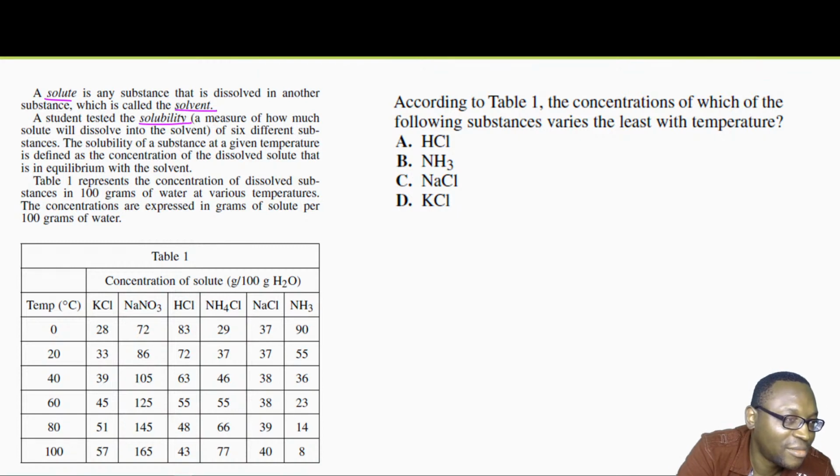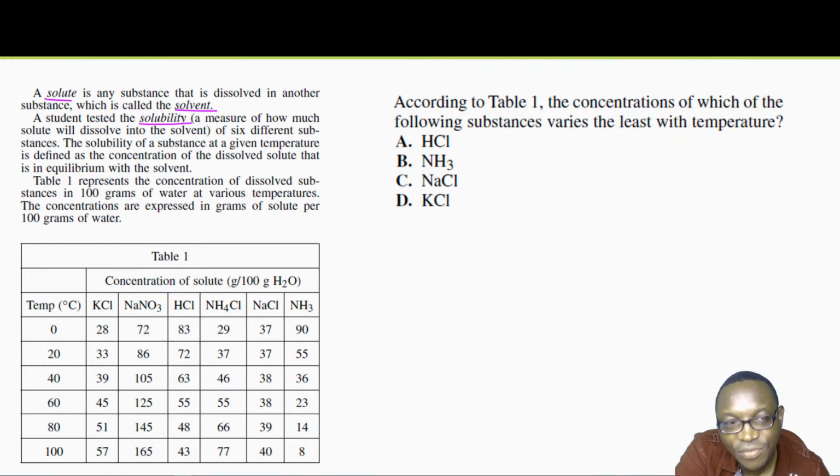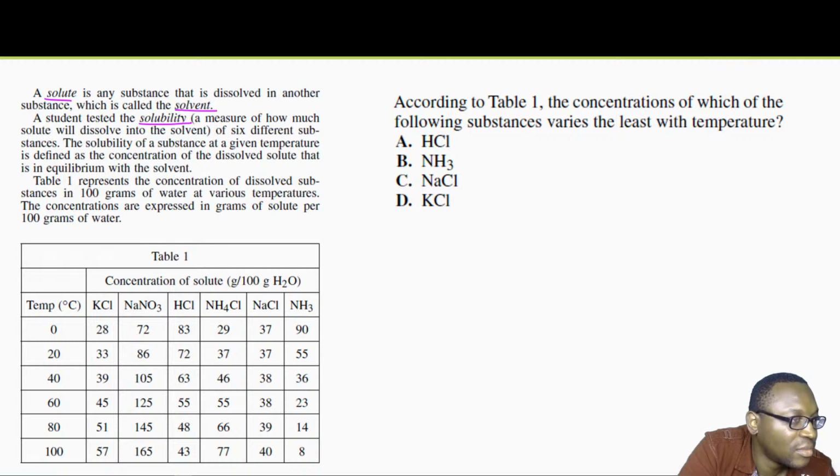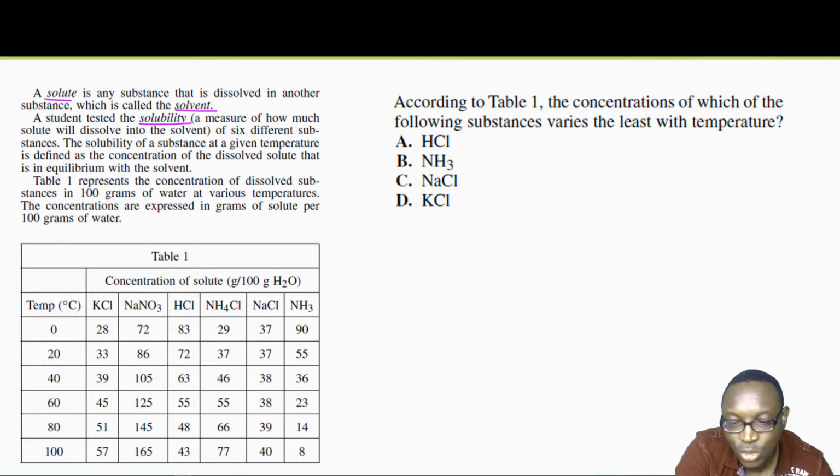So I'll give you some time to just take a stab at it and let's see what you come up with. The first question here is, according to table 1, the concentrations of which of the following substances varies the least with temperature? Which of these substances varies the least with temperature? So just look at the table and see if you can come up with any of these substances. We notice here that you have 4 choices, so you don't have to look at the other 2 because you only have 4 choices.